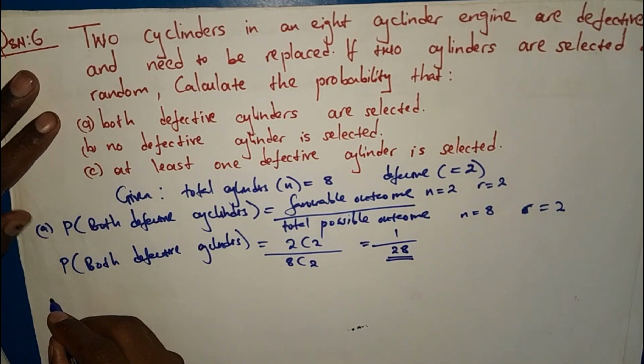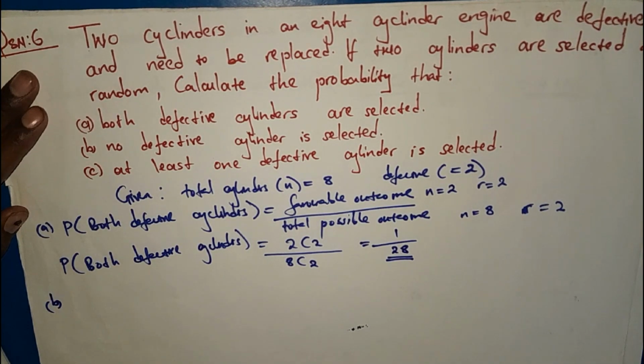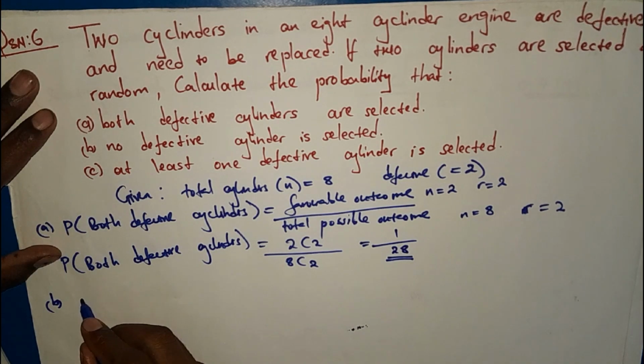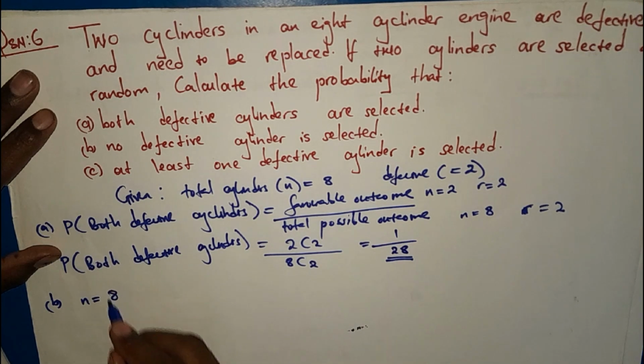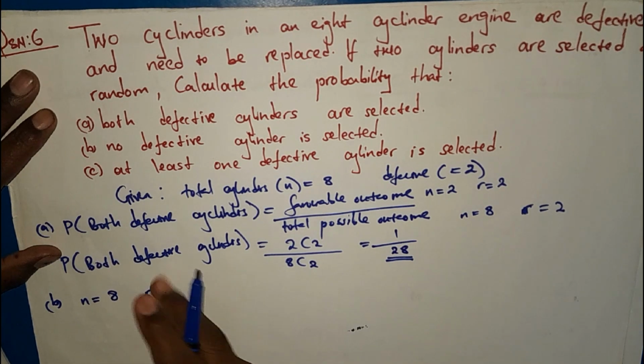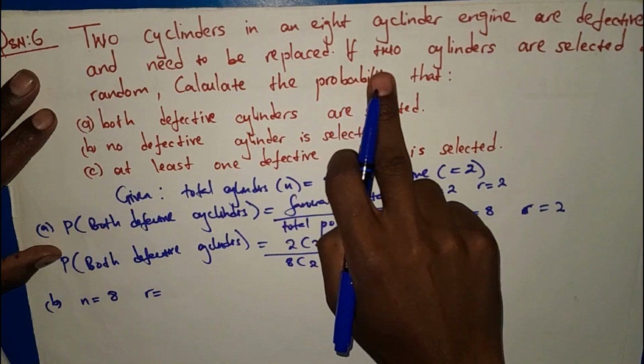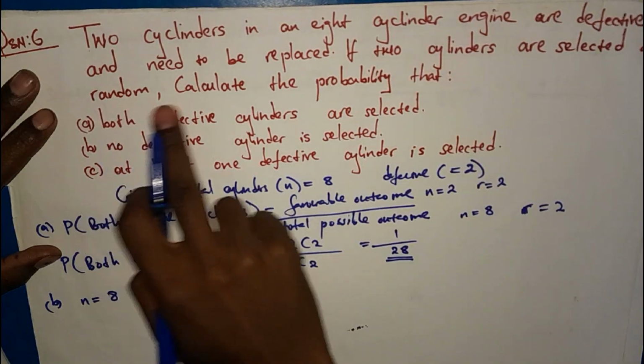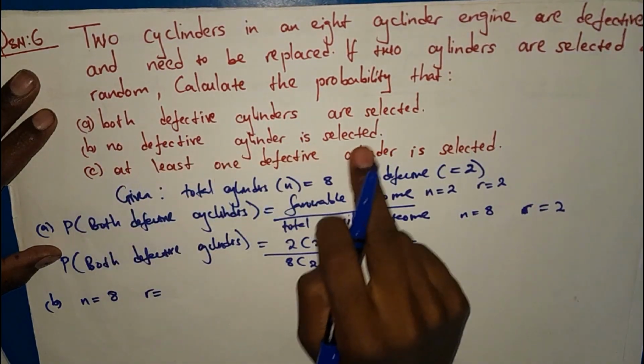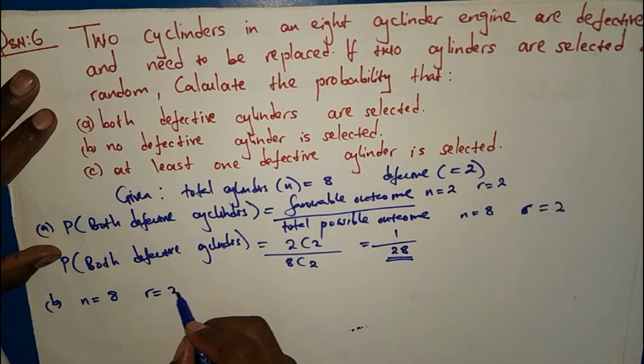And then let us go on B. B says no defective cylinder is selected. So if no defective cylinder is selected, our n for the total possible outcome is going to be 8, and the r here is 2, because we are selecting 2 cylinders at random.